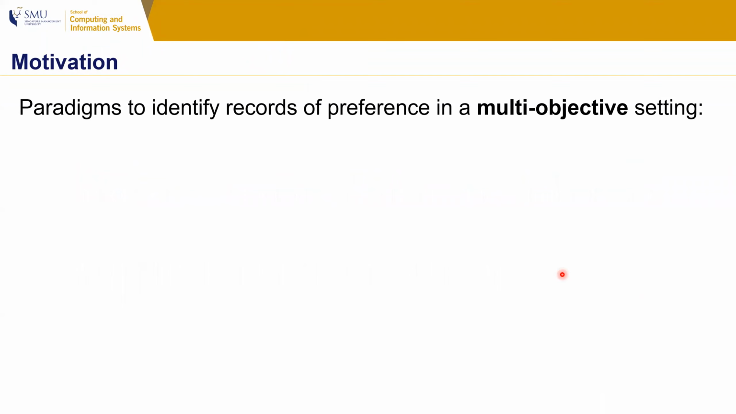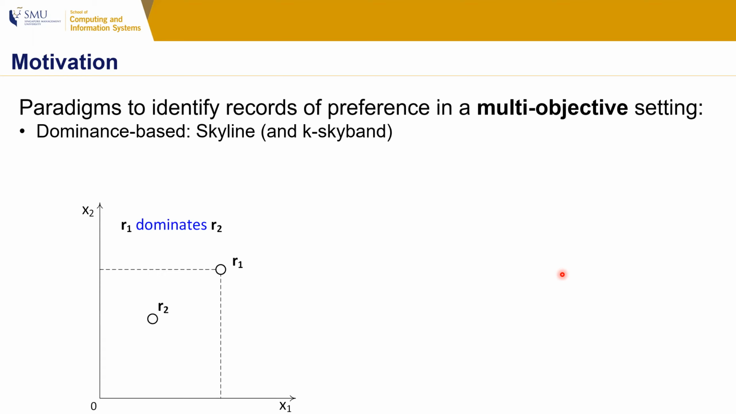When it comes to identifying records of preference in situations where multiple objectives are to be served, meaning that these records have multiple attributes on which we have to define our preference, there are two common paradigms used for that task. The first one is dominance-based, in which case, if a record has higher attributes on all dimensions compared to another record, then we say that the first record is dominating the second. So if we select those records from a data set that are not dominated by any other record, then we're simply getting what is commonly known as the skyline of the data set. This has also been generalized to the K-skyband set, where we select those records that are dominated by fewer than K others. And this is the first paradigm.